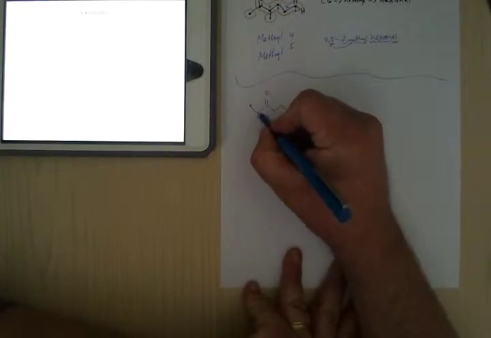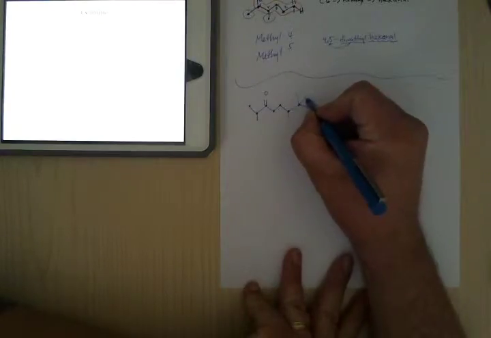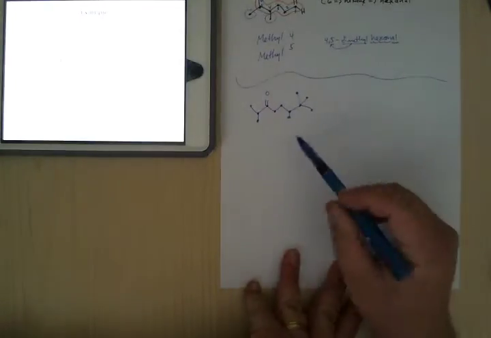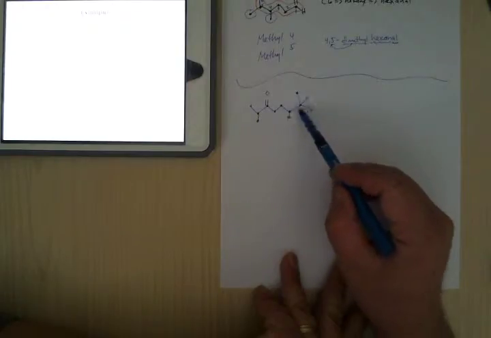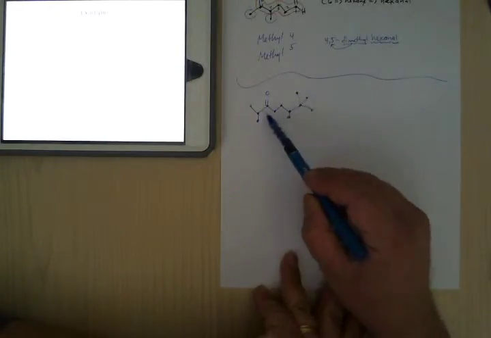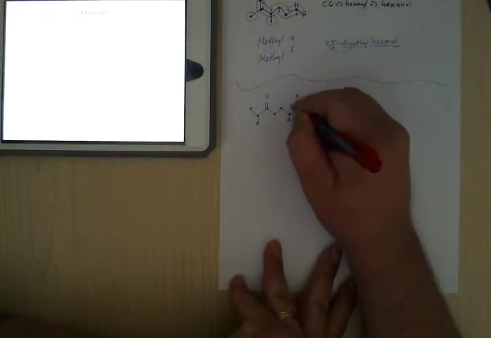Here we go. You always put your dots in like that. So here's our main chain. We've got to figure that out: 1, 2, 3, 4, 5, 6, 7, 8. So it's looking like it's 8. So here's your main chain.